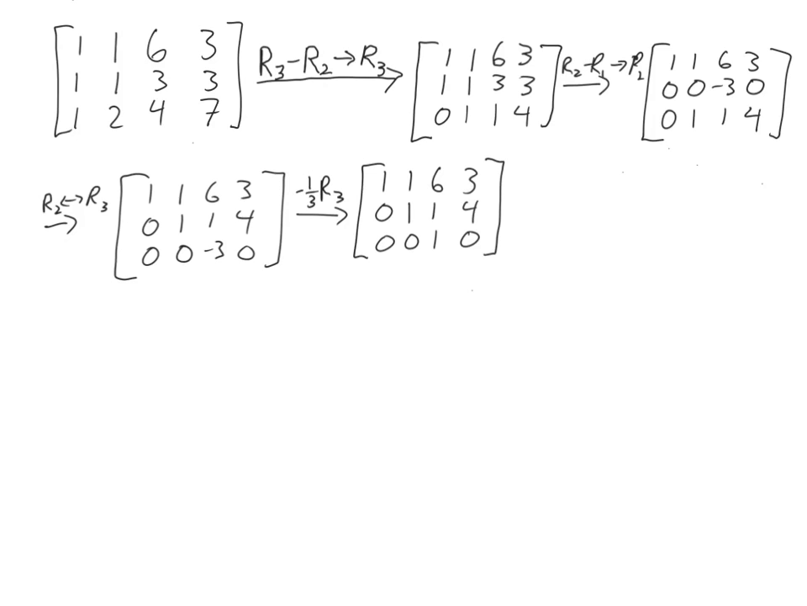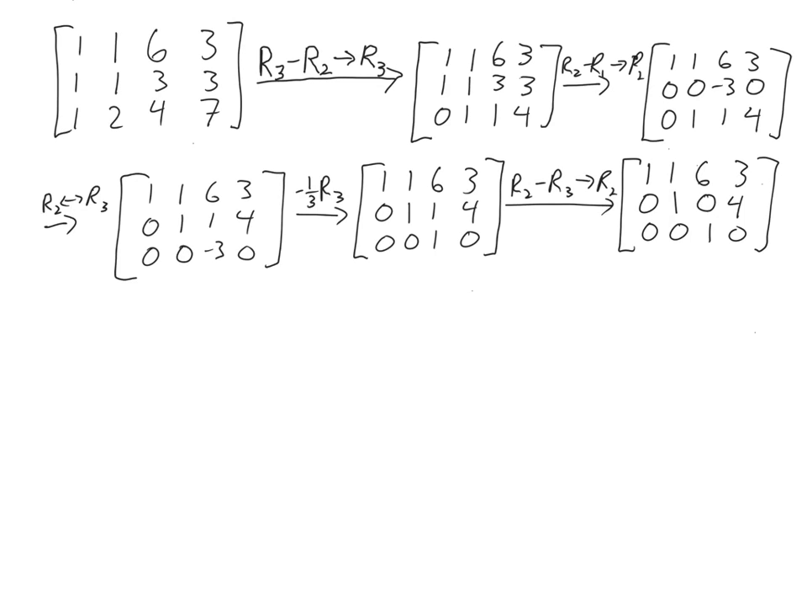So what that means is that I need a 0 here, here, and here. So I'm going to start with a 0 here. So I'm going to take row 3 and subtract it from row 2, and replace row 2 with that, which will give me the matrix 1, 1, 6, 3. 0 minus 0 is 0. 1 minus 0 is 1. 1 minus 1 is 0. And then 4 minus 0 is 4. And then this row stays the same.